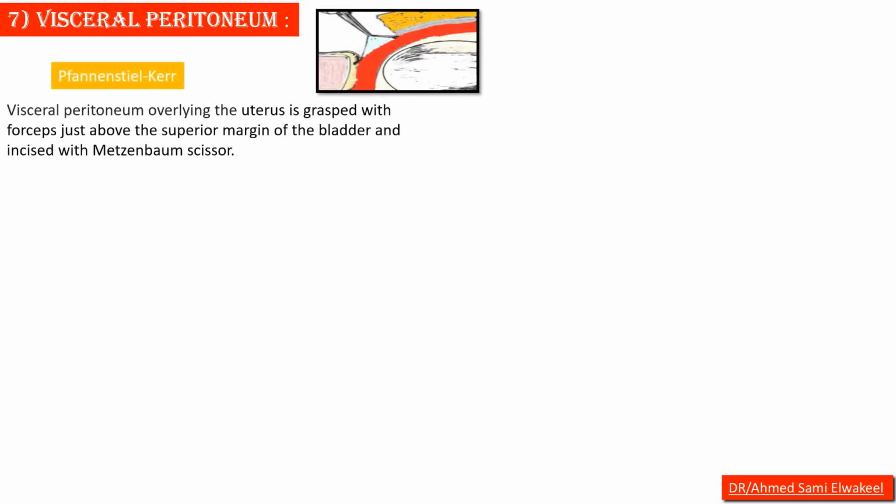Visceral peritoneum. Pfannenstiel method. The visceral peritoneum overlying the uterus is grasped with forceps, just above the superior margin of the bladder, and incised with Metzenbaum scissors.